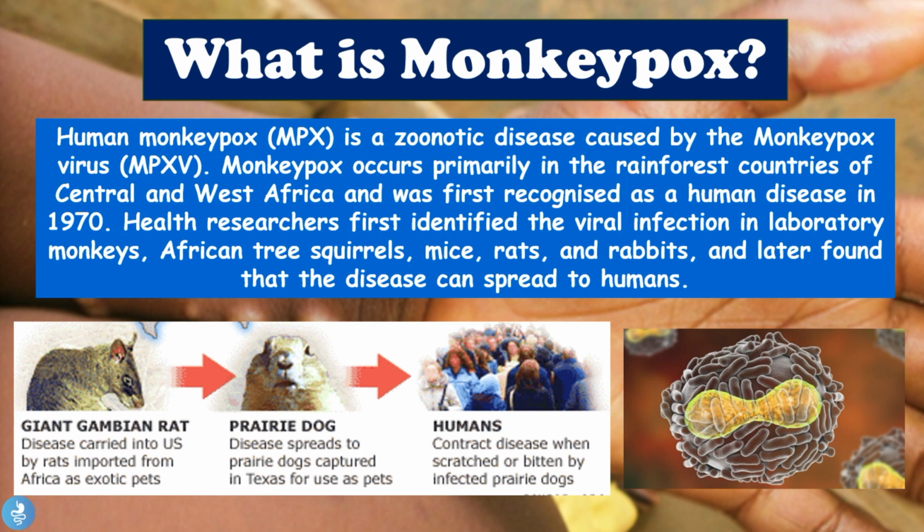And these prairie dogs were then captured in Texas for the use as pets. So many of these people housed these little squirrels. And then in this way, the humans actually contracted the disease when they got scratched or bitten by the infected prairie dogs. And so this is how the disease progressed, spreading across multiple countries around the world. So now that we know what the basics of monkeypox is, let's take a closer look at how one can contract the disease.